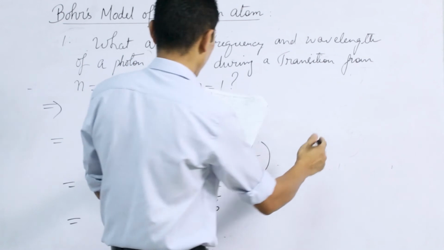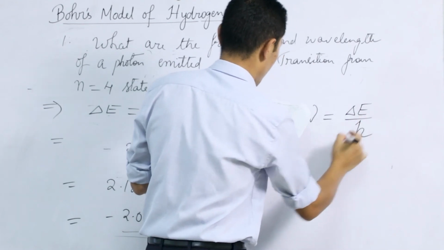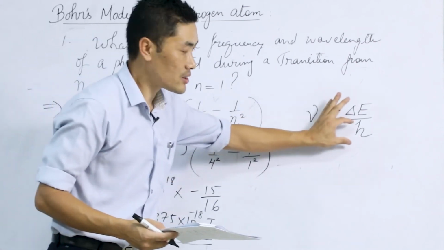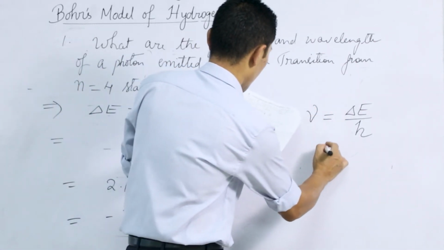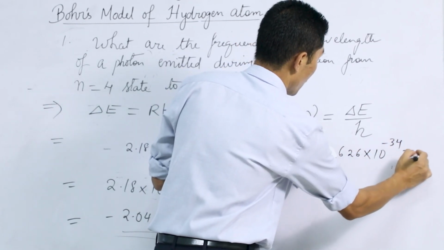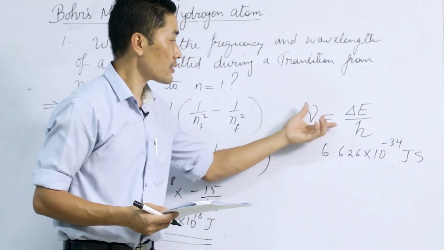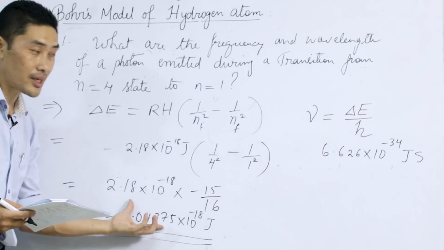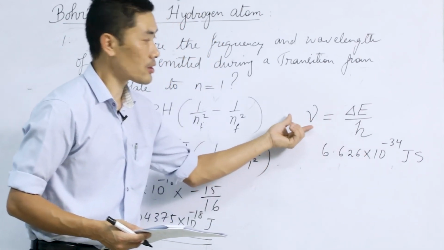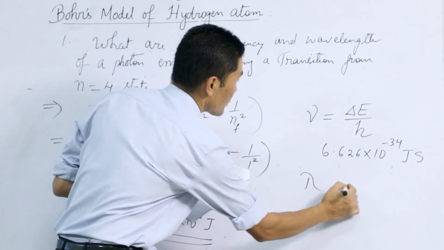Then frequency will be equal to delta E divided by h. Delta E has been calculated here. h is Planck's constant, whose value is 6.626 into 10 to the power minus 34 joule seconds. I want you to try and calculate this frequency. Delta E we have calculated here, and the value of h is here. So using these two values, try to calculate the frequency. After you calculate the frequency, you can calculate the wavelength also.